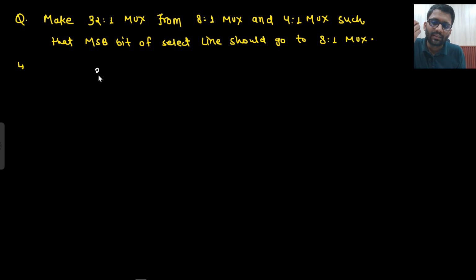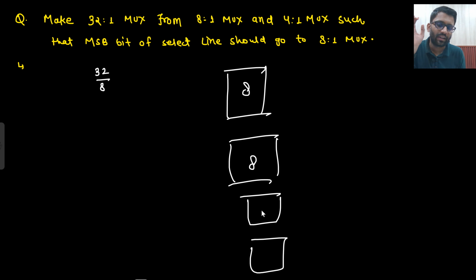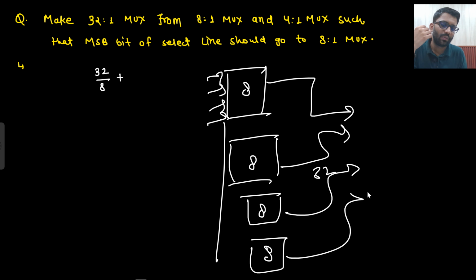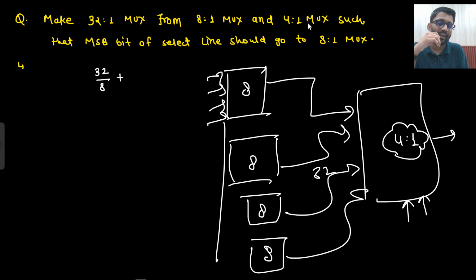Look, if I start like this, 32 by 8, that means first I am making 8 cross 1 mux. The number required will be 4, because 8 here, 8 here, 8 here, 8 here, total 32 inputs. So total 32 inputs it can take. So this is what I am doing. Then what will I be left with? 4 outputs, and these 4 outputs can go to one 4:1 mux. So MSB bit will be here, and it will be fed to the 4 cross 1 mux. But what do you want? That MSB bit should be fed to the 8 cross 1 mux. So this design you do not want.